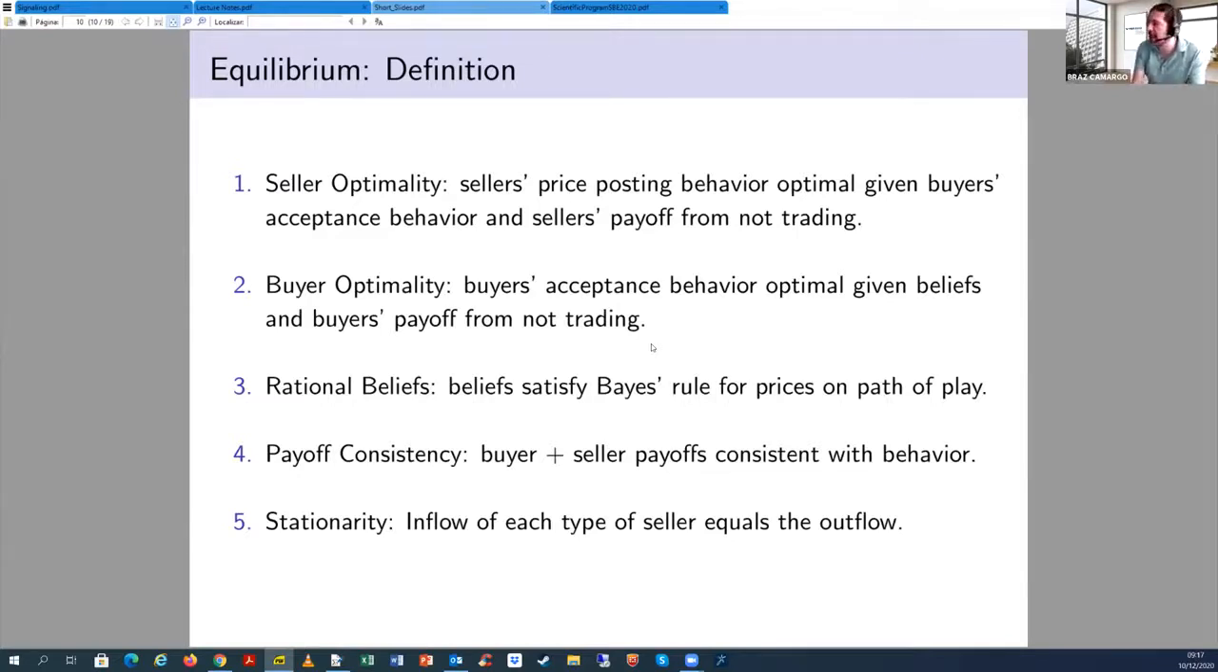So I have a notion of seller optimality: the seller's price posting behavior is optimal given the buyer's acceptance behavior and their payoff from not trading. Buyer optimality means the buyer's acceptance behavior is optimal given their beliefs and their payoff from not trading. I have what we call rational beliefs, meaning that beliefs satisfy Bayes' rule for prices on the path of play, the prices offered in equilibrium by sellers. I need payoff consistency, in the sense that the payoffs used are consistent with the behavior of agents. And I need stationarity. That was Eduardo's question. I want the inflow of each type of seller to equal the outflow. So these are the conditions that define an equilibrium.